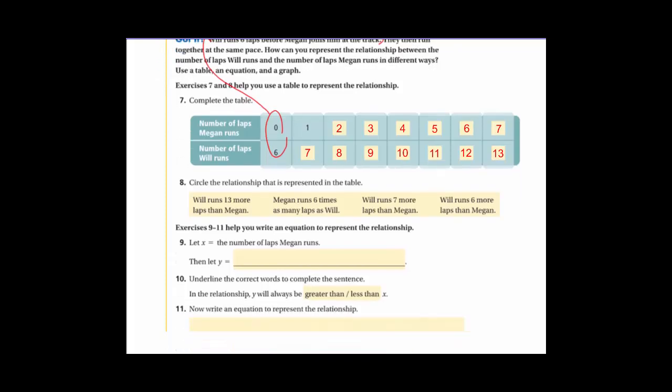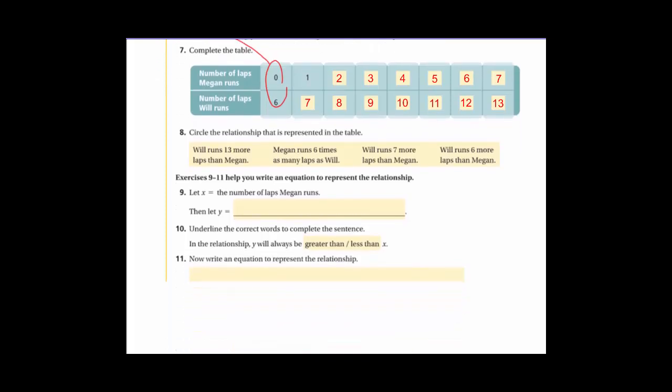So that helps us answer question number 8. If we circle that relationship, which one is the right description? Well, the last one. Will runs 6 more laps than Megan every time. So we want to circle that last statement.